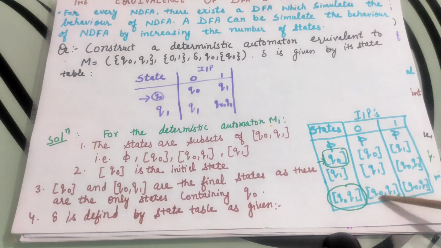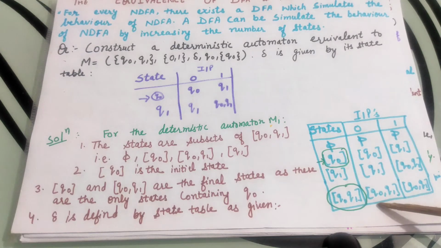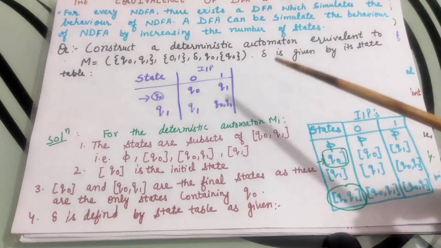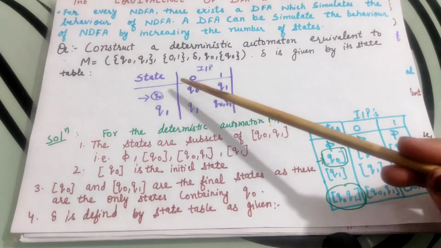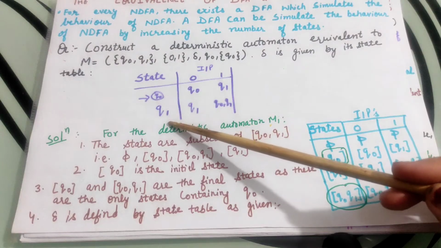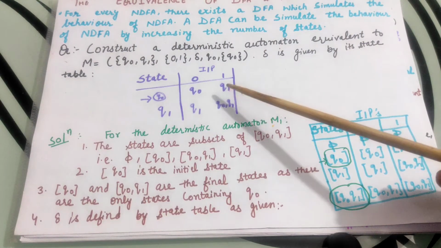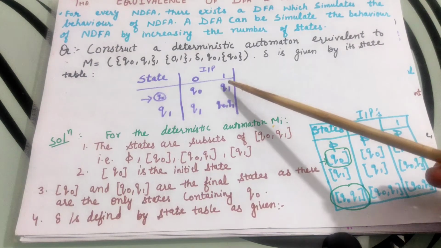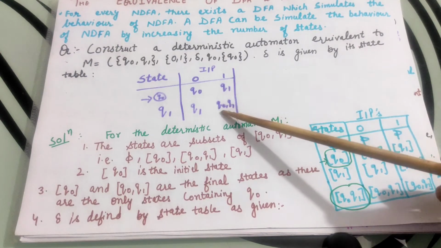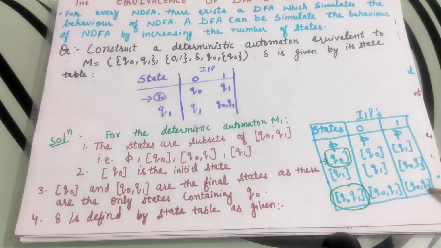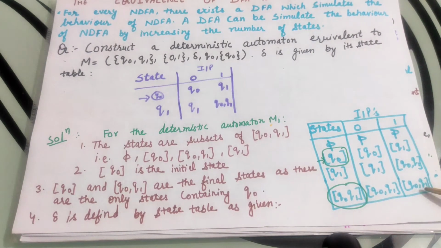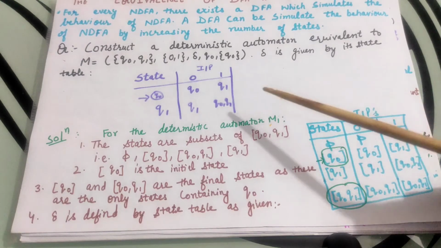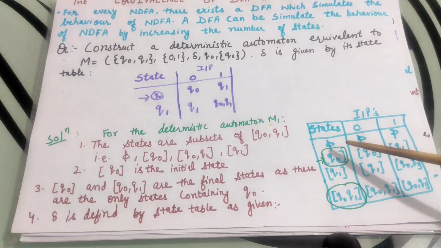Now write it again within the bracket so that it behaves like a single state, not two non-deterministic states. Now for the next input, when we provide the 1 input at Q0, Q1, the next states are Q1, Q0, Q1. Rather than writing this twice, remove this repetition and write it as Q0 and Q1. Hope students, you are clear about the transition table of the DFA.